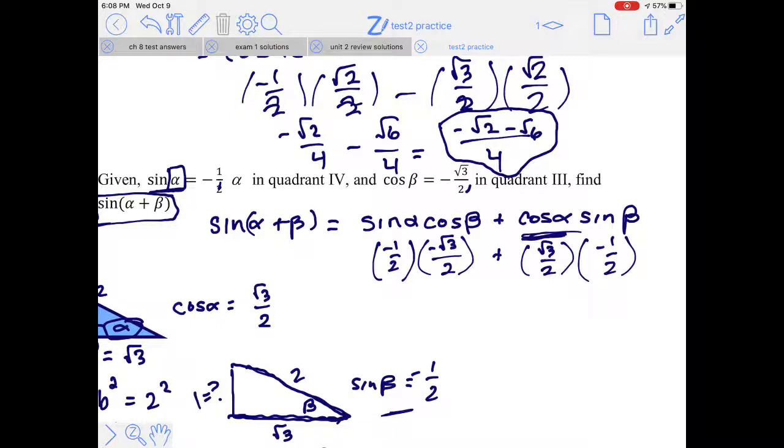And then multiplying these together, negative times the negative is positive. So we have positive root 3 over 4 minus root 3 over 4. This is cool. So what's the exact answer? 0. Nice.